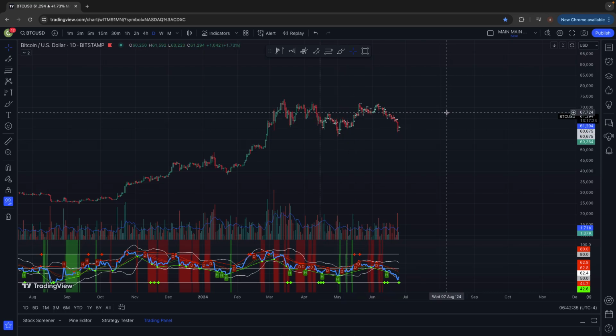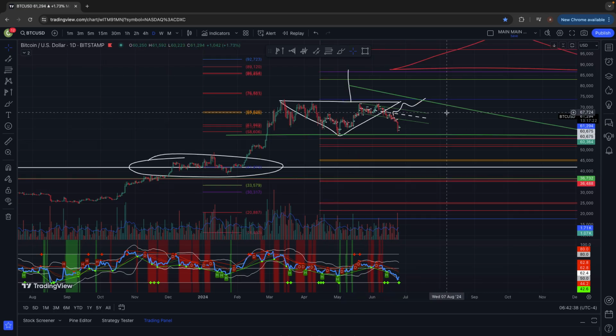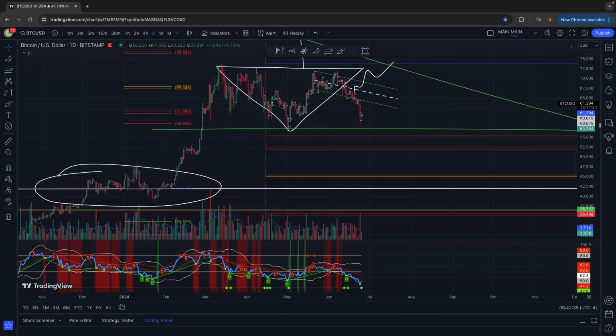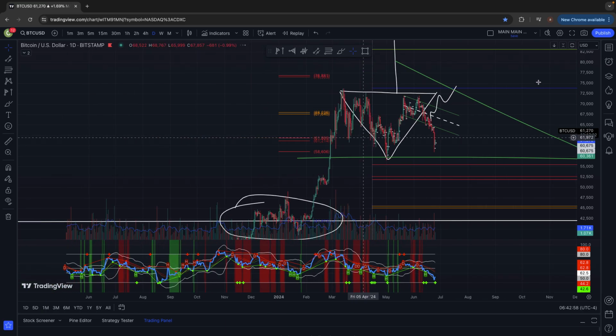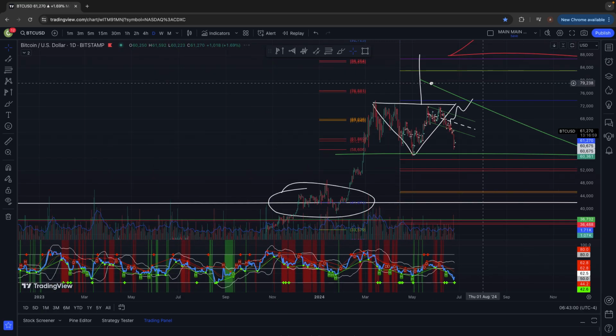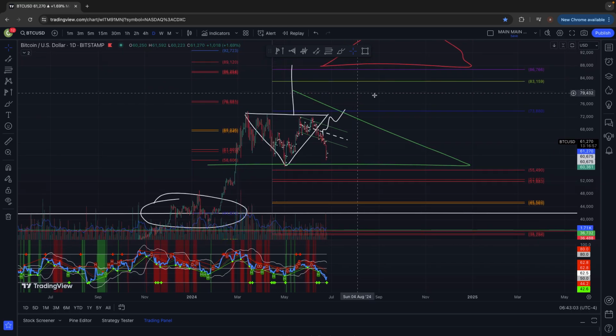Now, let's turn on our drawings. This is what we were looking for in our last video. We were looking for a bull flag consolidation continuation, finding support above 64,000 and looking for upward continuation. If we lost this support over here at around 64,000, then of course what we would do is play out the bottom of the triangle consolidation.